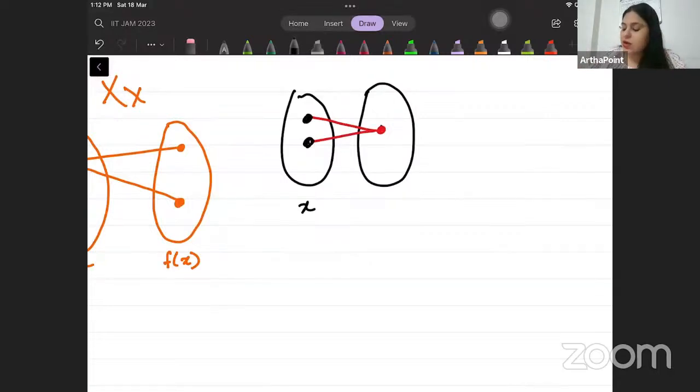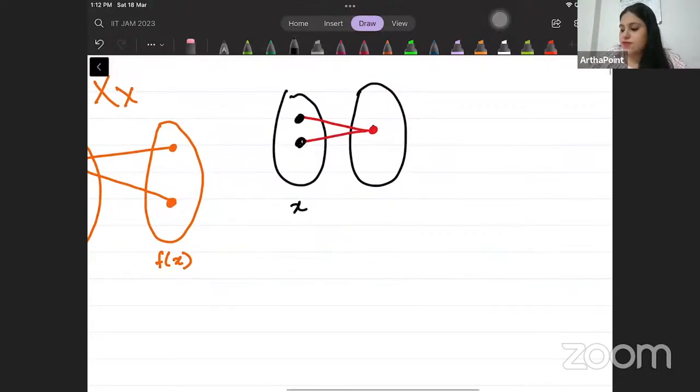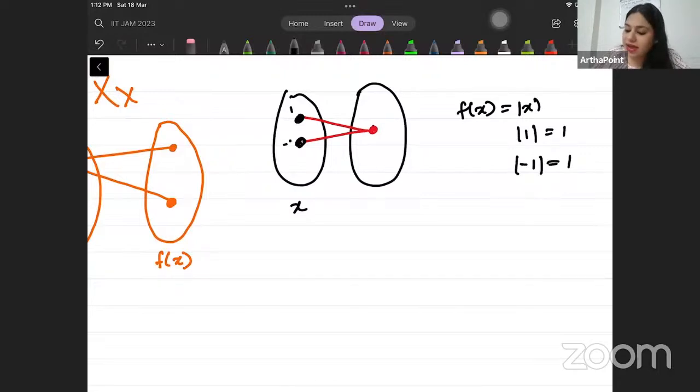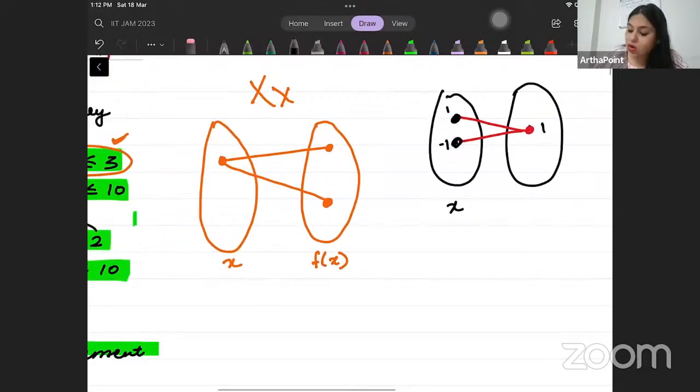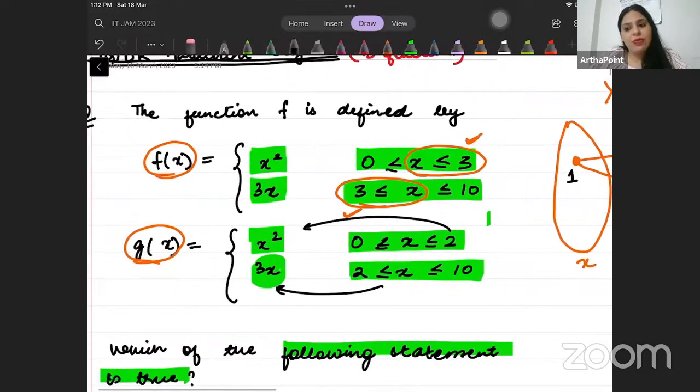We know this, for example, with the absolute function. If I have f of x as mod x, if you put 1, you get 1, and when you put -1, you also get 1. So 1 and -1 fetch me 1. That is fine. But I cannot have just one number giving me two separate values. Then that will not be a function. So let us elaborate this here.